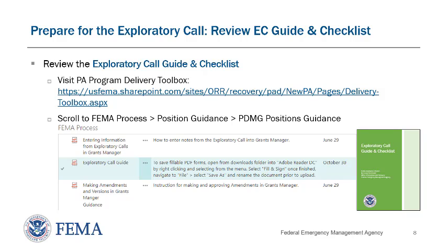Several resources are available to help you prepare. The most pertinent are listed in the Exploratory Call Guide and Checklist, which we mentioned earlier. This guide is available in the Public Assistance Program Delivery Toolbox. To get there, go to the Toolbox site on SharePoint. In the FEMA Process section, you'll select the Position Guidance folder and then the PDMG Positions Guidance folder. Scroll down until you see the Exploratory Call guide, and you can open it from there.